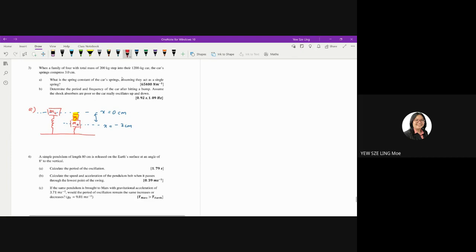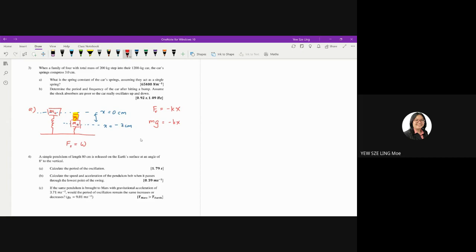So what is the spring constant of the car spring? Now you have the mass, so we are going to apply F equals to negative kx. Based on this diagram, this F is actually the restoring force of the spring. So this family is stacked onto the car, so the mass compresses the spring. At the same time, the spring will try to push it back with the same amount of force. Therefore, we can say restoring force is equals to W. The magnitude of the restoring force is equals to the magnitude of the weight. Therefore, what we are going to write here is mg equals to negative kx.